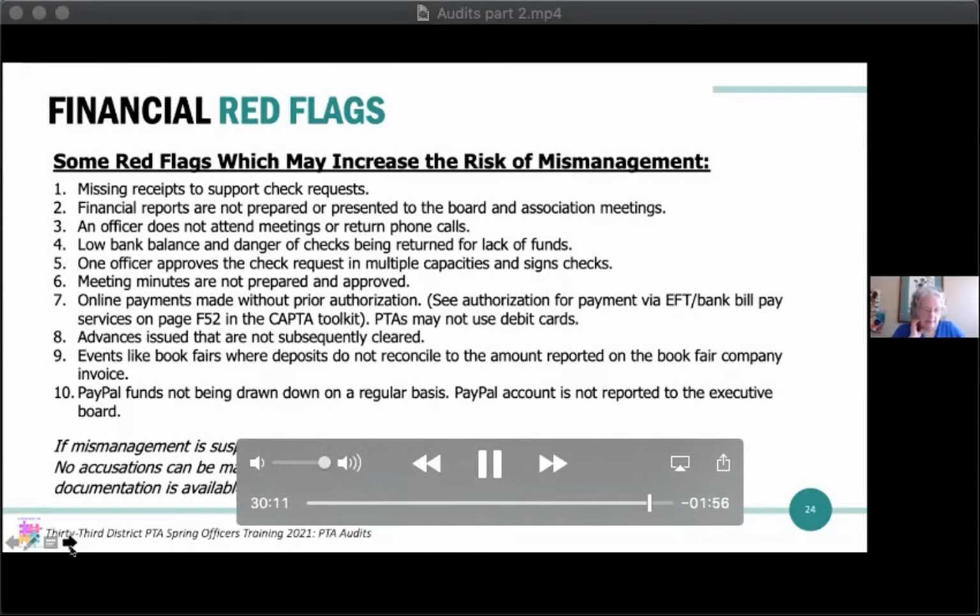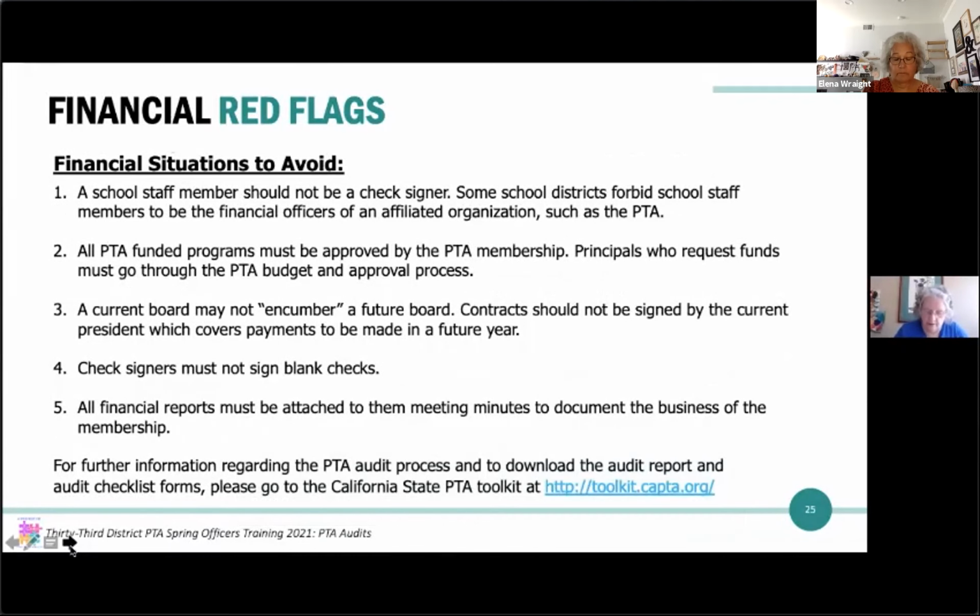Okay. And financial situations to avoid. School staff members should not be check signers, and a lot of school districts forbid their staff from being financial officers of an affiliated organization such as the PTA. There may be a conflict of interest in that particular situation, so they really do not want to be involved in that. So it's best if staff members, teachers, may not be in a financial position on the PTA.